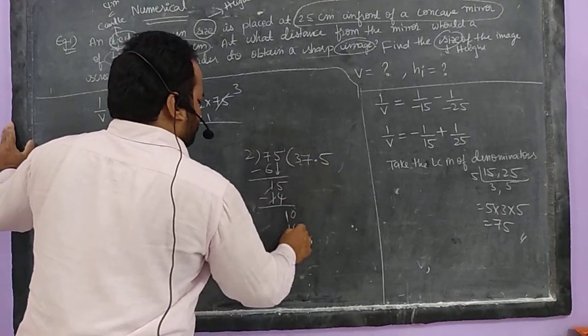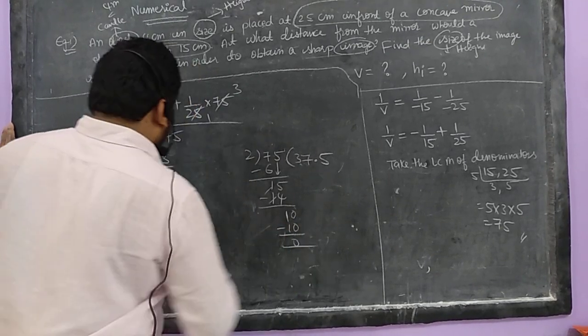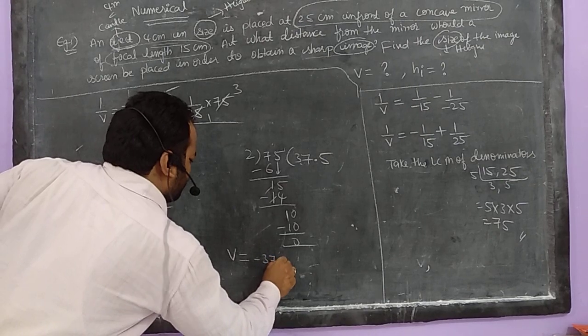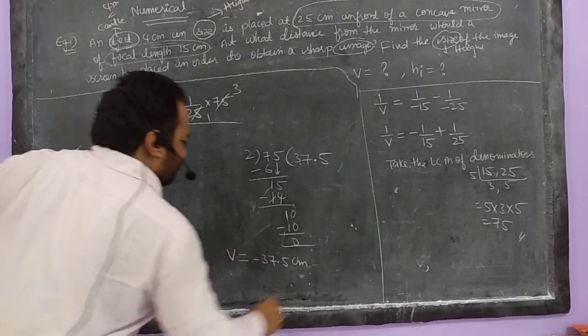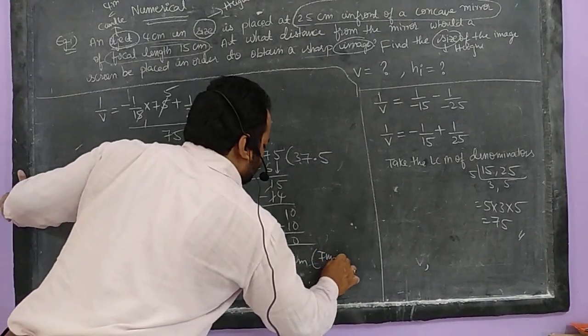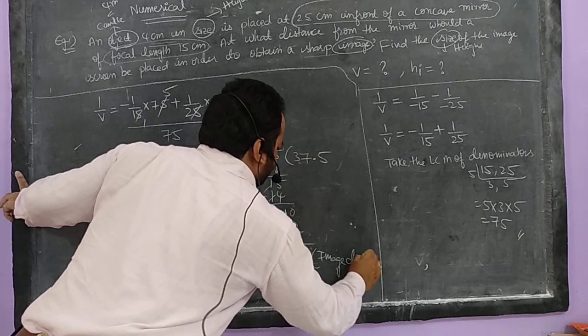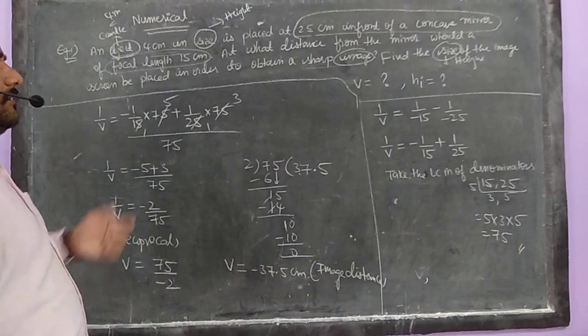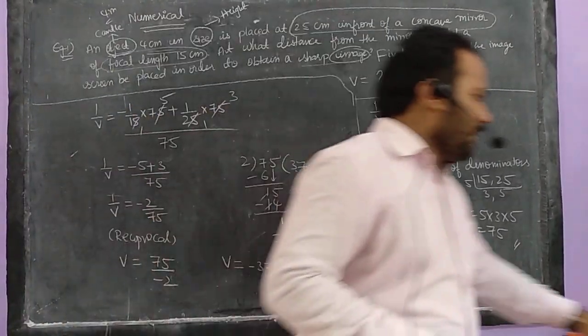So 2 fives are 10. So you got the answer in minus. That is v is equal to minus 37.5 centimeter. This is the image distance. Okay. Let us find the magnification, height of the image.